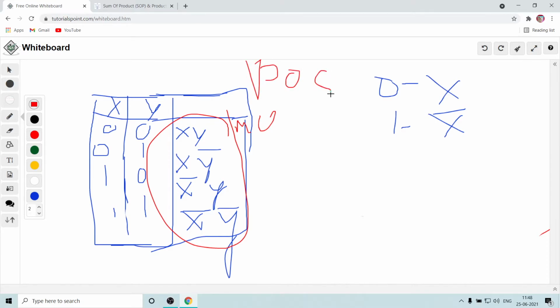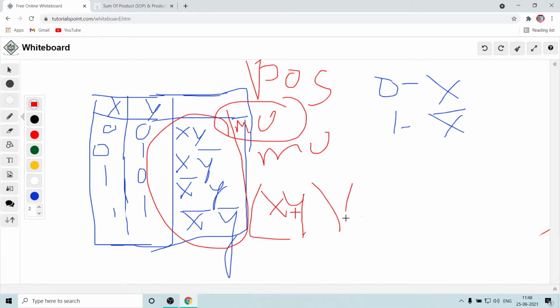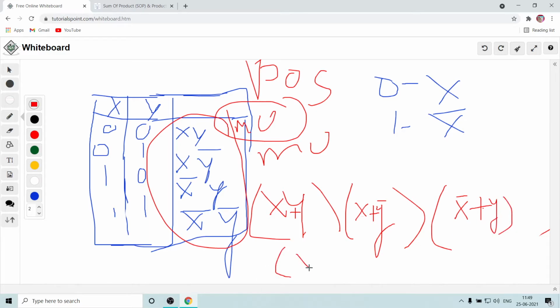each individual term is a maxterm. If we are just going to multiply these maxterms, we get an expression as x plus y, product x plus y bar, product x bar plus y, and finally x bar plus y bar. So this becomes my POS expression. I hope the POS expression, the terms and all, are clear.